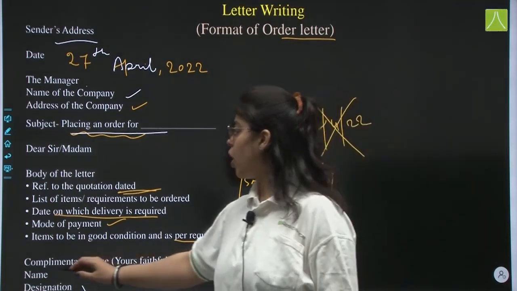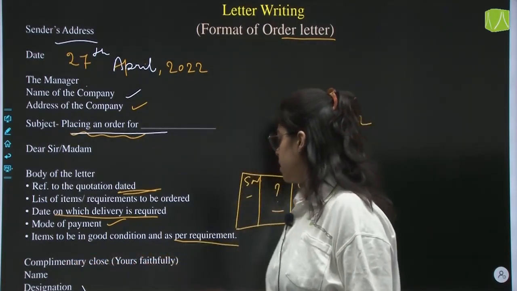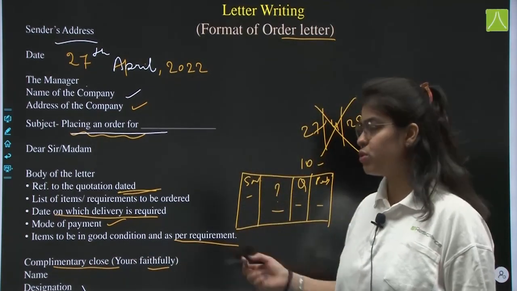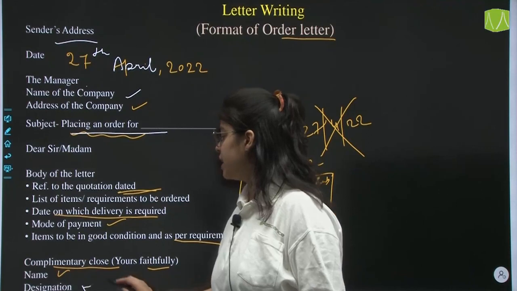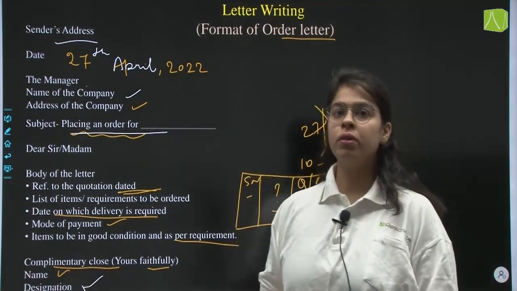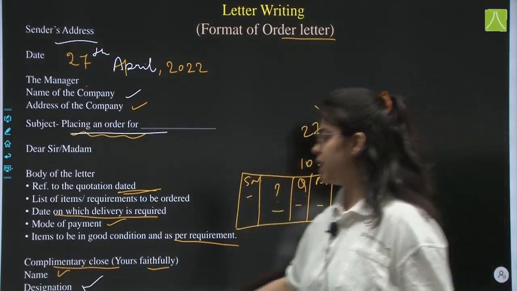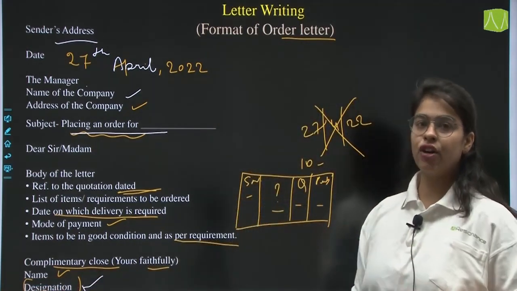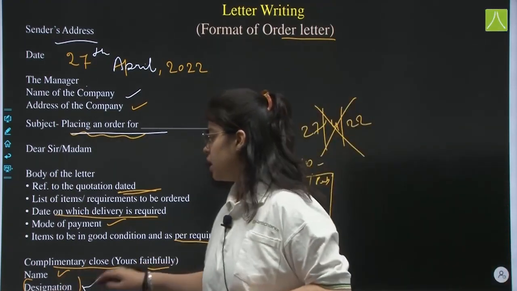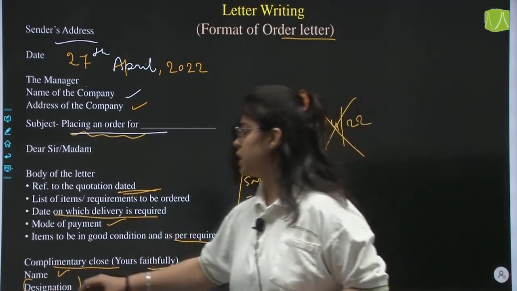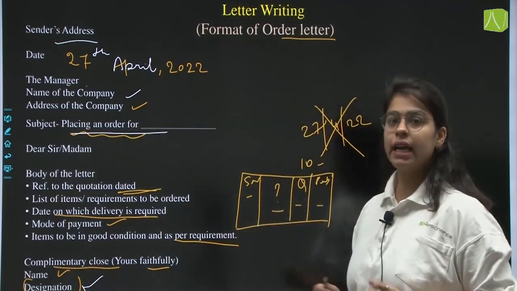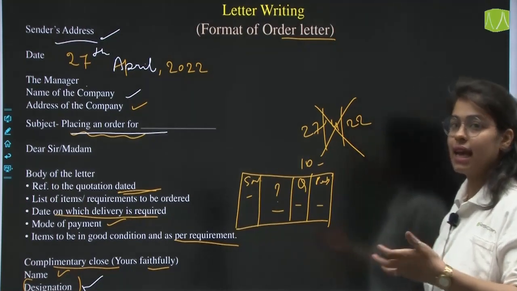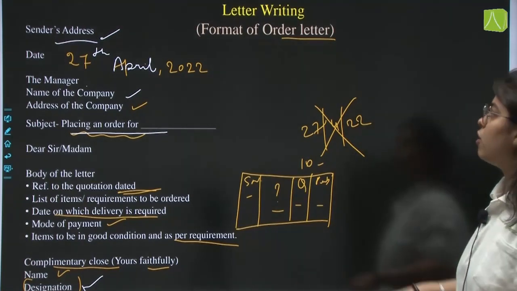Then you give a complimentary clause, that is yours faithfully. Most of the time we use this only. Then your name and your designation. If you are a librarian of the school, you will mention your designation here, librarian. Okay, if you are asking as a head of any department, if you are asking for English books here, you will mention the head of English department, and the address will automatically be present here. So you need not write the address again and again. So this is the format of order letter.